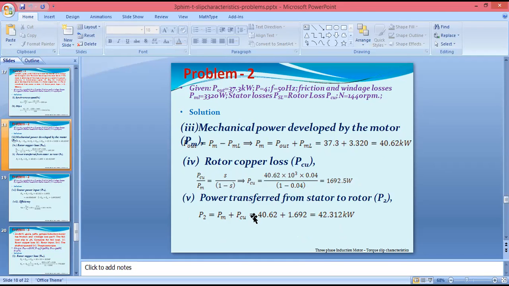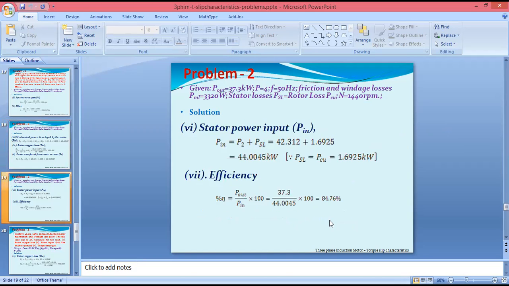Now you are supposed to find the power which will be transferred from stator to rotor. So that will be P2 equal to PM plus PCU. PM we have solved 40.62, PCU we will get here 1.692 kilowatt. If you solve this, you will get the addition, that will be 42.312 kilowatt. Again, we are supposed to find stator input power. We have the formula P in equal to P2 plus P stator loss.